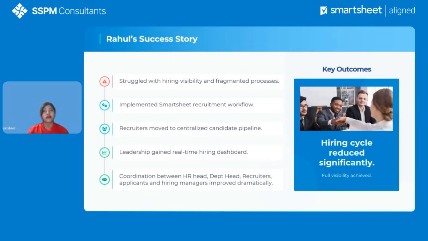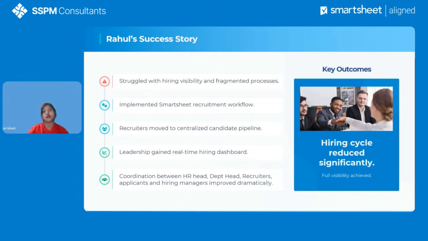The second is complete visibility across the pipeline. Earlier, Rahul had to constantly ask what's the status of my role. But now he can see open roles, candidate stages, and progress in real time. Dashboards give him a clear snapshot anytime. That's what we saw. There are no follow-ups, no dependency, just full transparency.